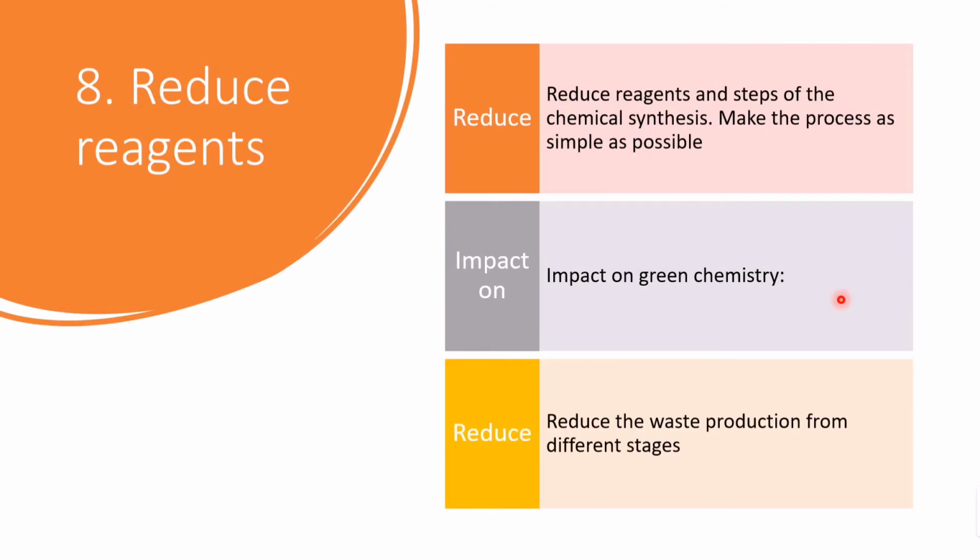So this means that we reduce the waste produced from the different stages. So if we just have one stage in a chemical synthesis, we'll produce one lot of waste. Whereas if there were many steps, we'll produce waste along the way. So we're reducing the waste produced by reducing the number of steps and reagents introduced.